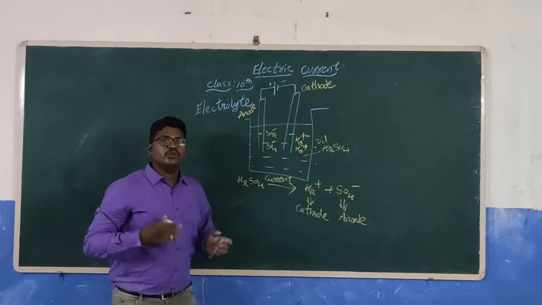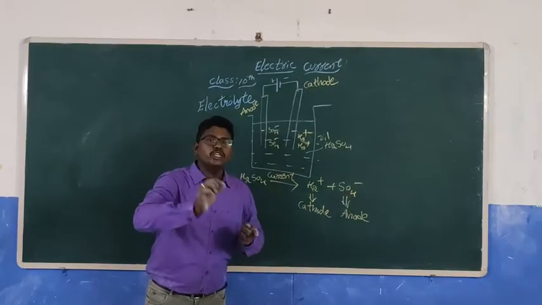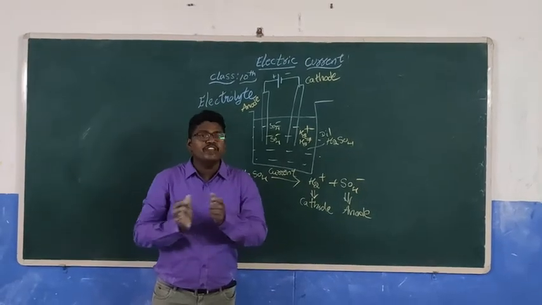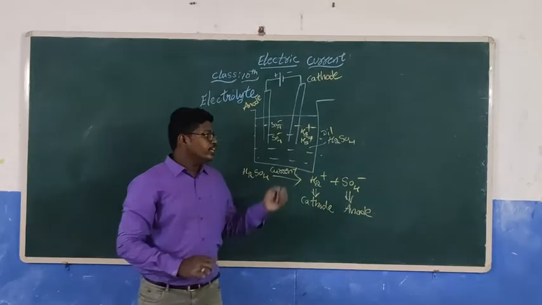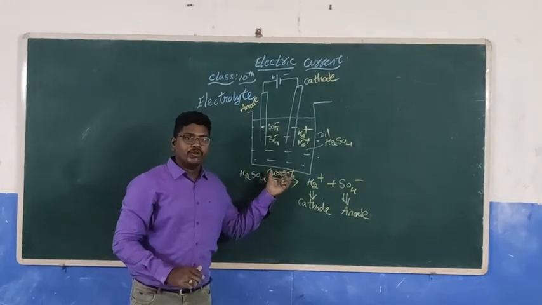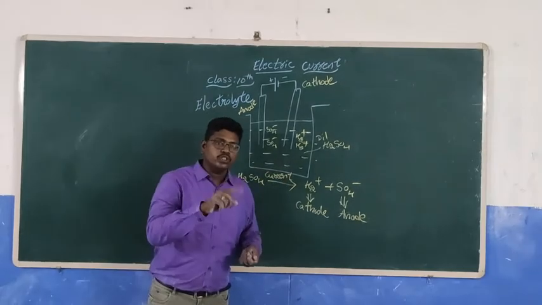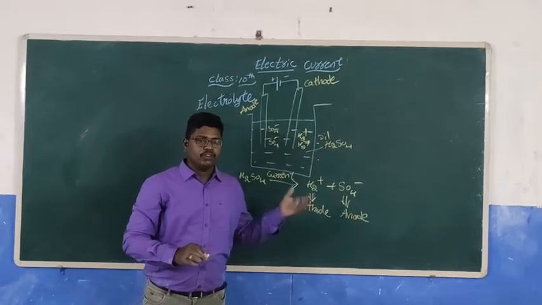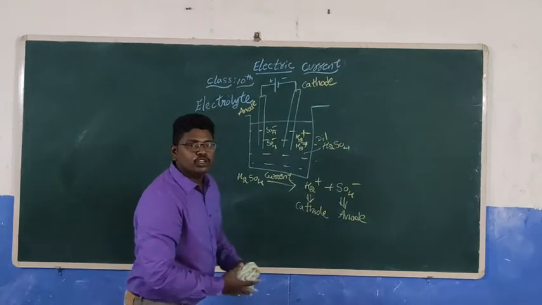So in this activity, what we understand is that in metals only negative charges are in motion. Positive charges will be arranged in a fixed position, which we call a lattice. But in an electrolyte, in liquids, in electrolysis, both the positive and negative charges are in motion. So from this, we understand this. Next, let us discuss electromotive force.